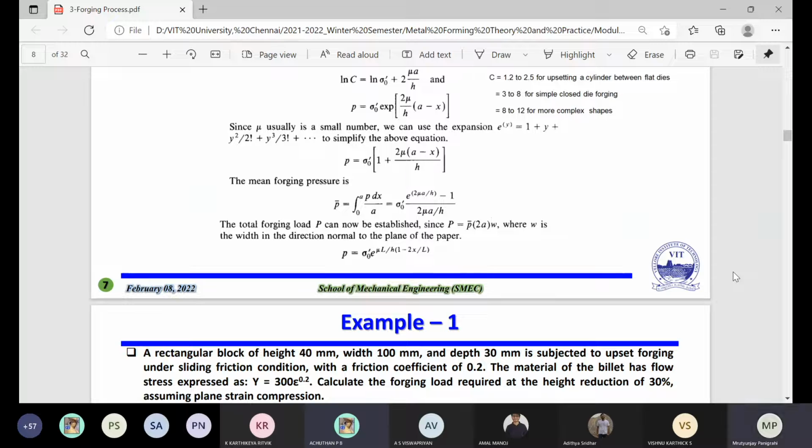Sir, 2A is 100, sir. You just think, then I will tell. Yes, sir, 2A will be 100. Okay.